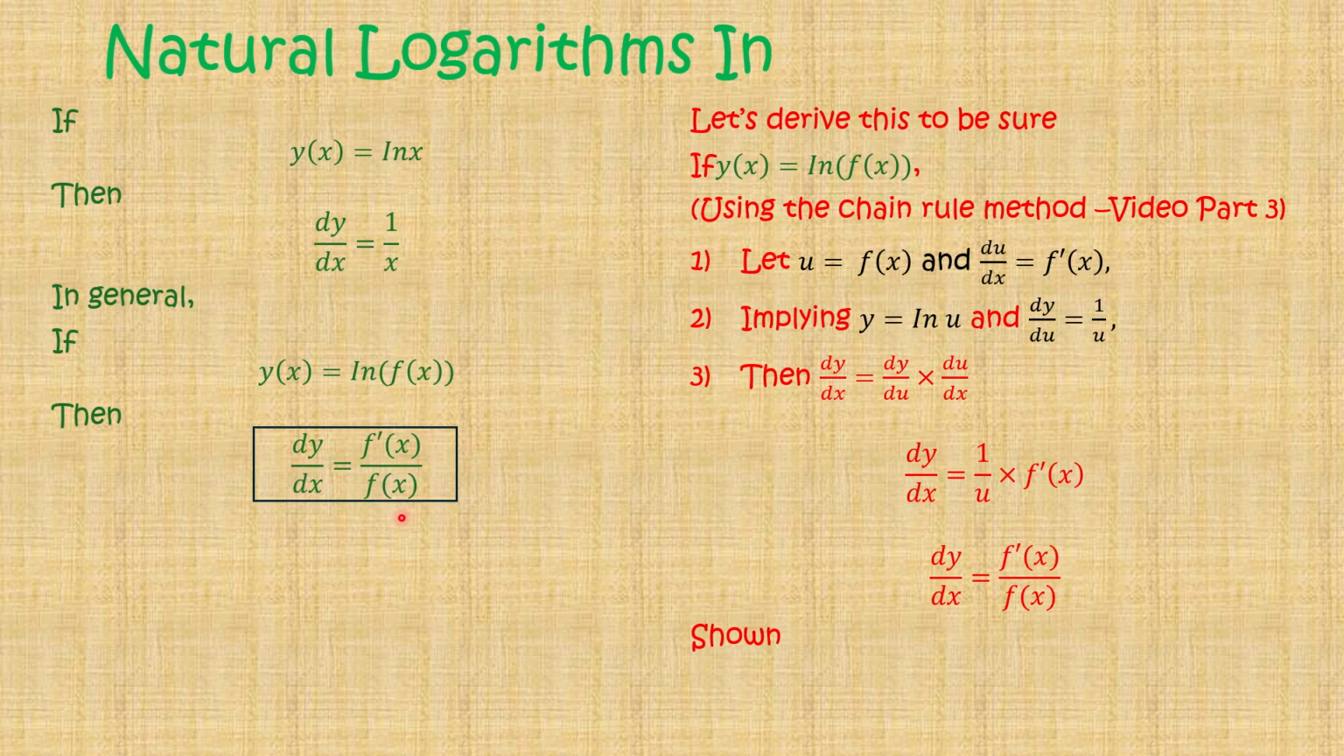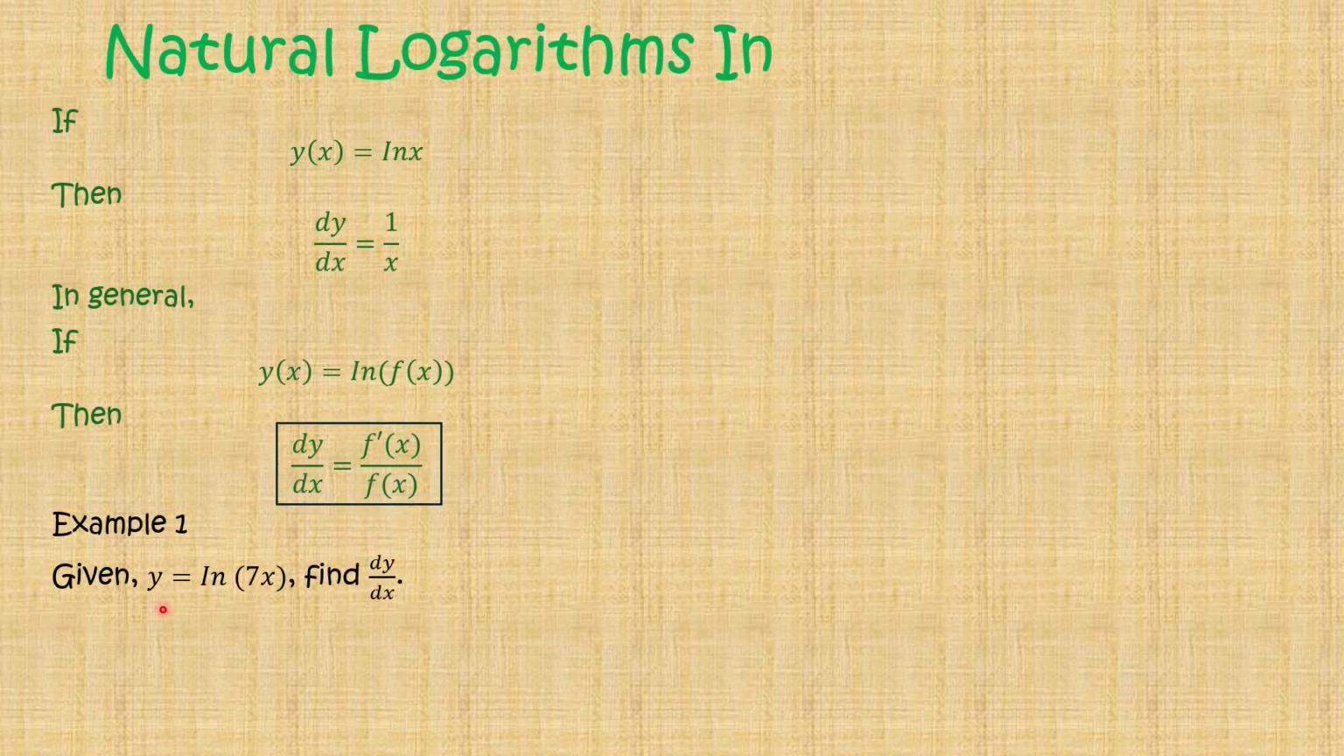Great, then, so we have example 1 given y is equal to ln of 7x. Find dy dx. The solution. y is equal to ln of 7x, or ln 7x. Then we know and see that the f of x, the inner function, is 7x. So we are going to have f of x being 7x. Then the derivative of that f of x is f prime of x, which is equal to 7.